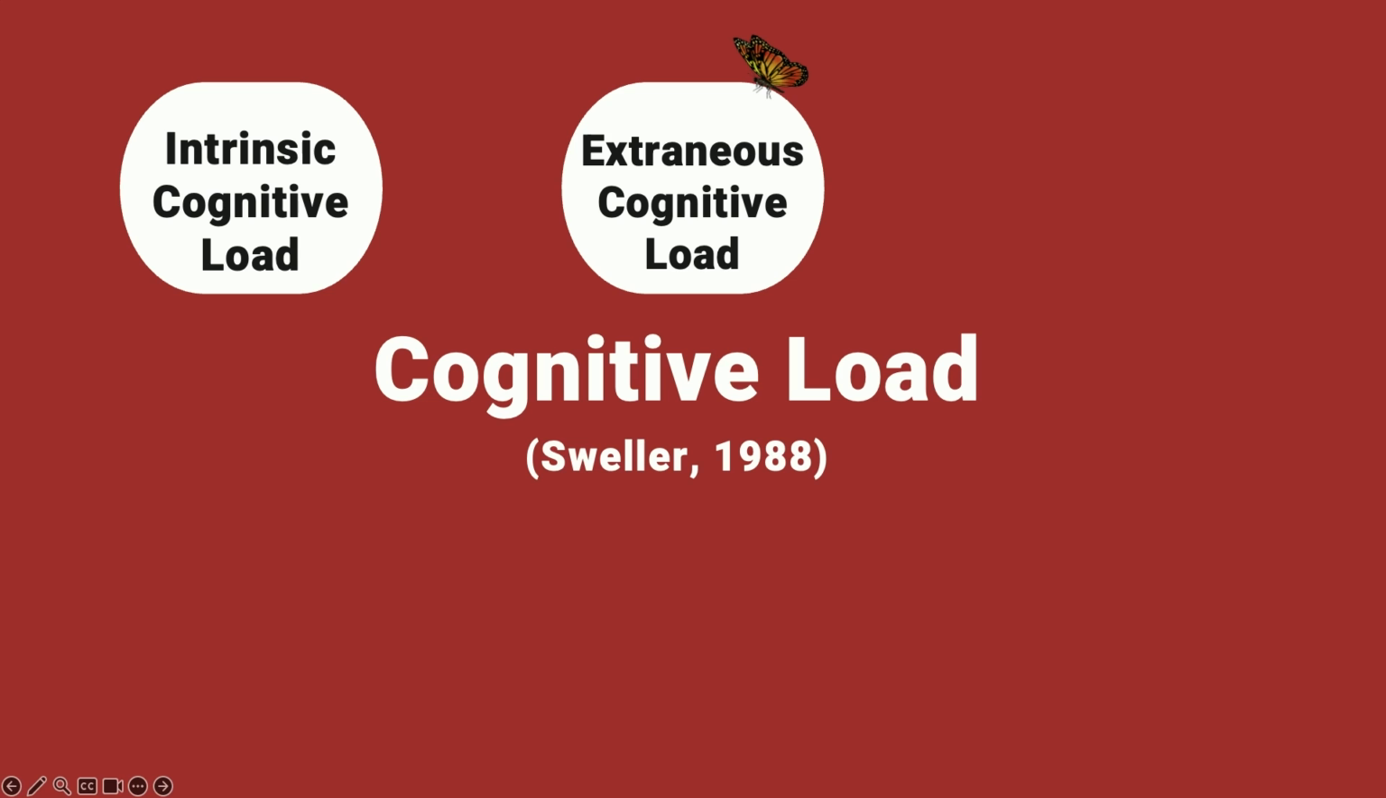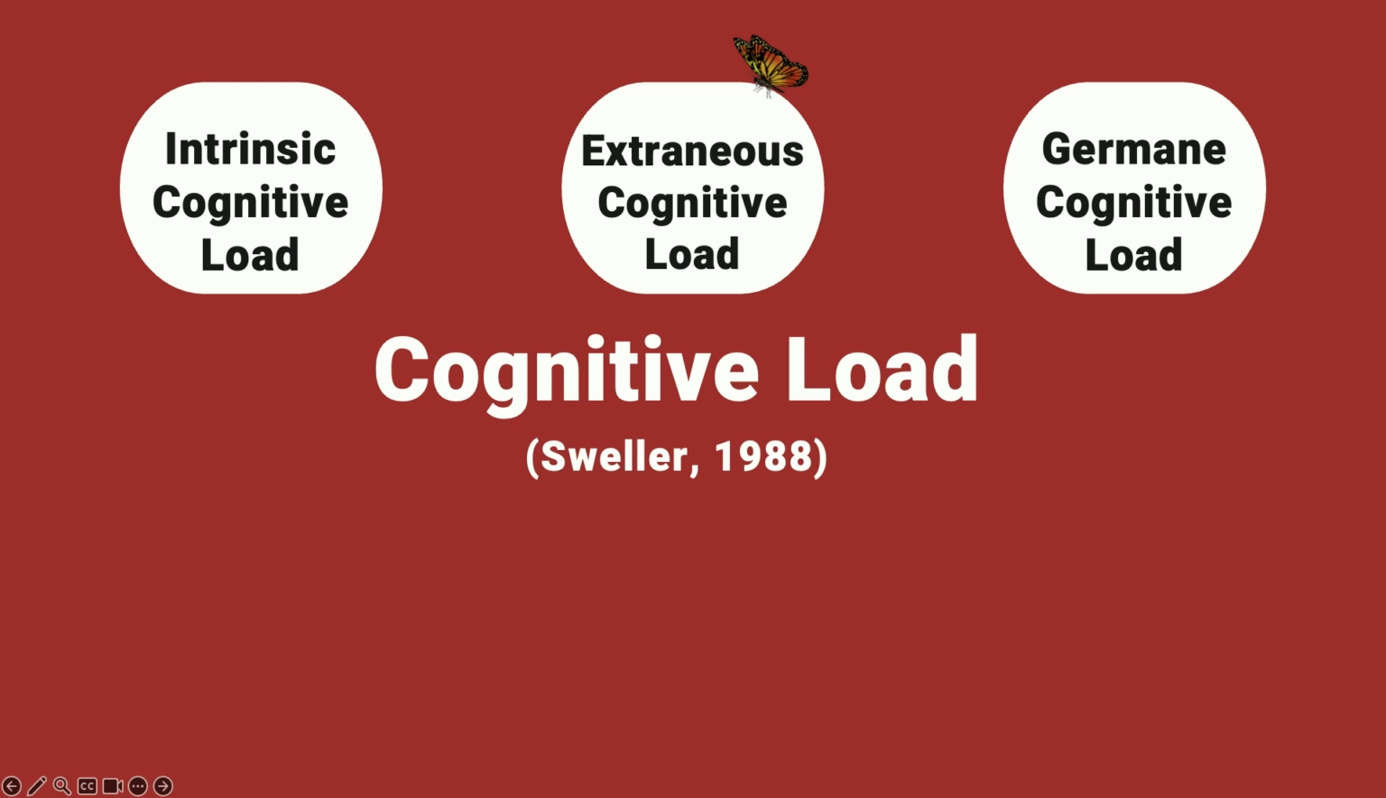And the second one is extraneous cognitive load. This one deals with information that might not be essential to the learning. So it could be the text is too much, or your image, your audio, your video is not helping the learning, but it's distracting the learner from the learning. So that's why it's called extraneous cognitive load.